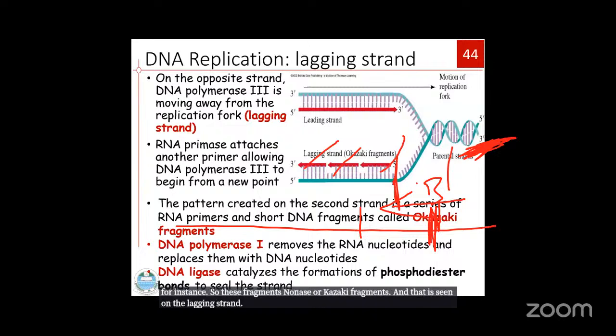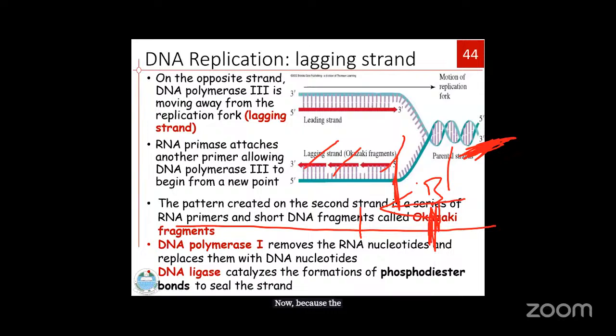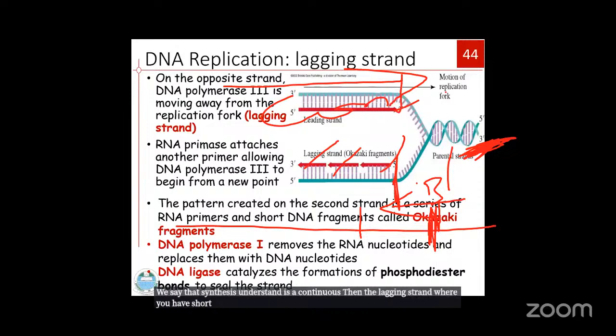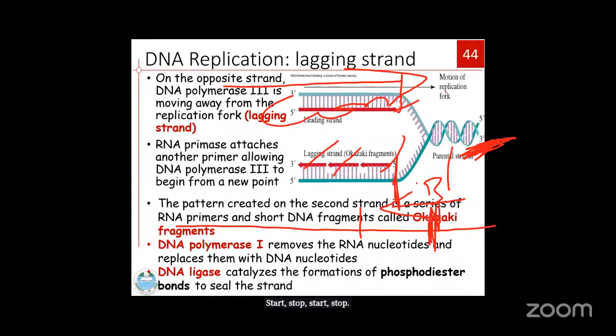Now, because on the leading strand synthesis occurs directly, there is no stoppage. We say that synthesis on that strand is continuous, right? Then the lagging strand, where you have short fragments, we say synthesis there is discontinuous, because it has to start, stop, start, stop, start, stop.